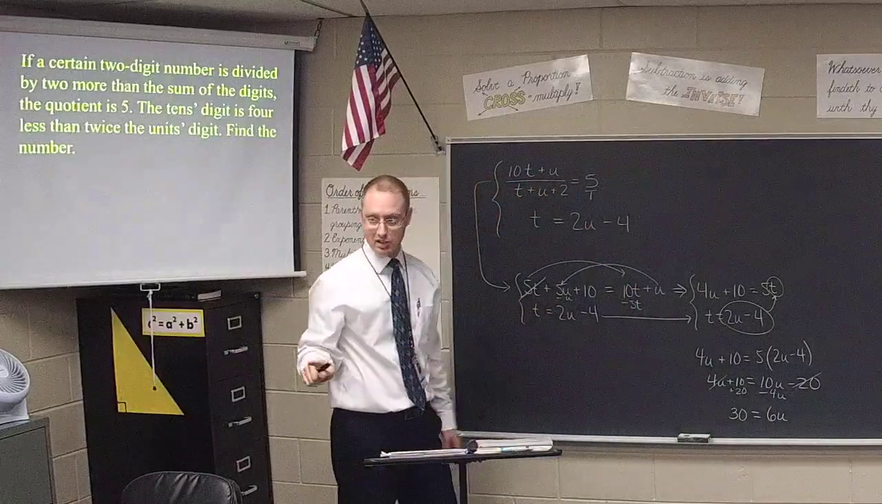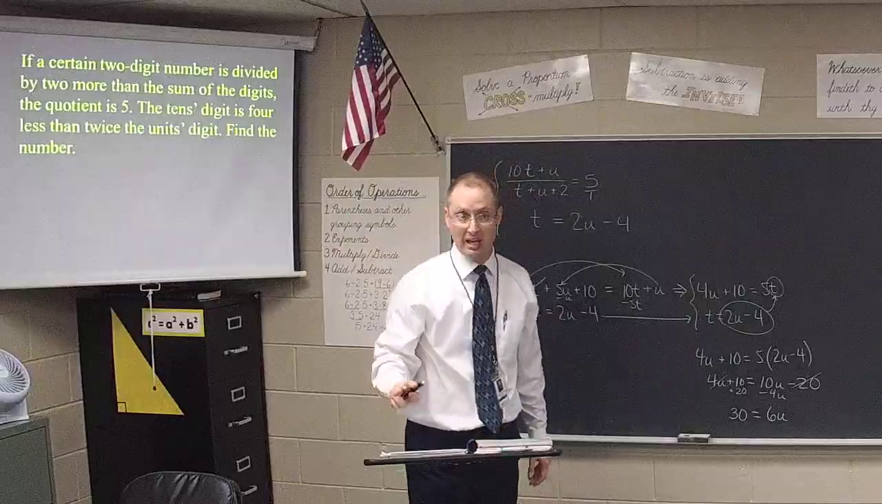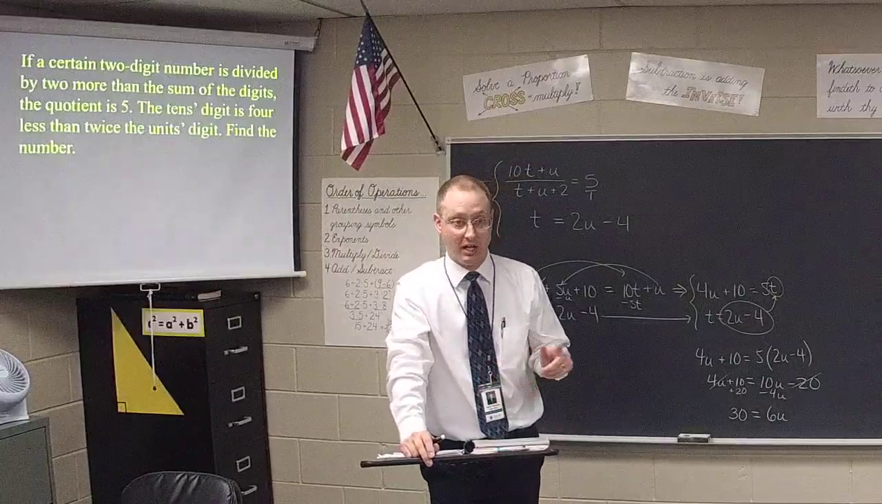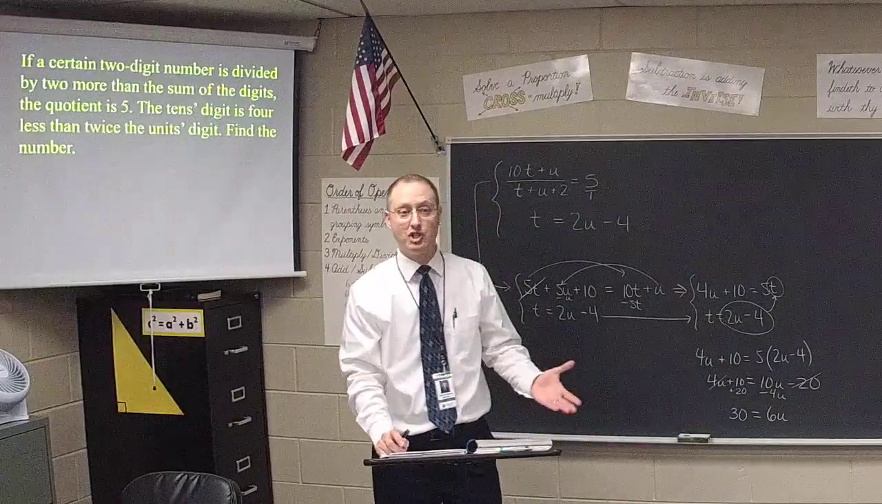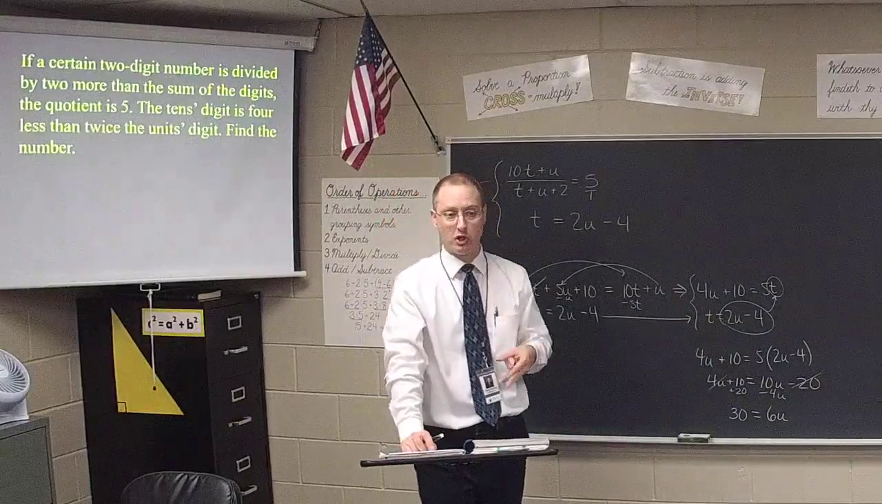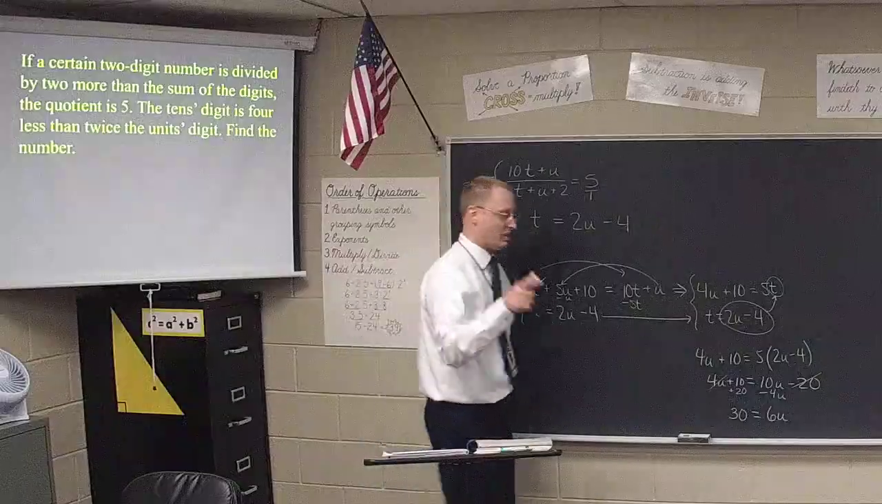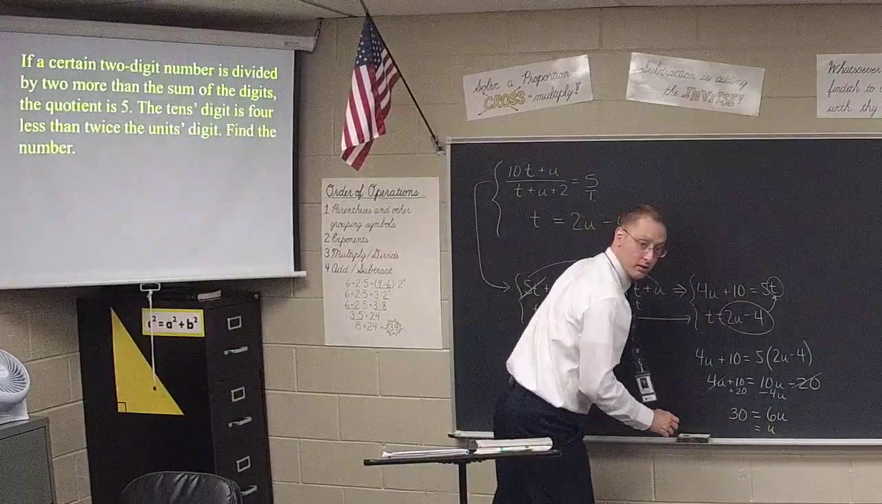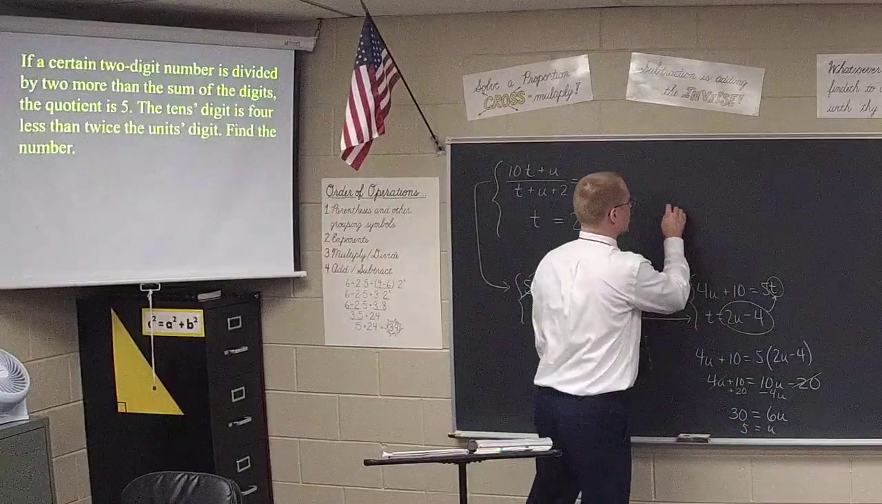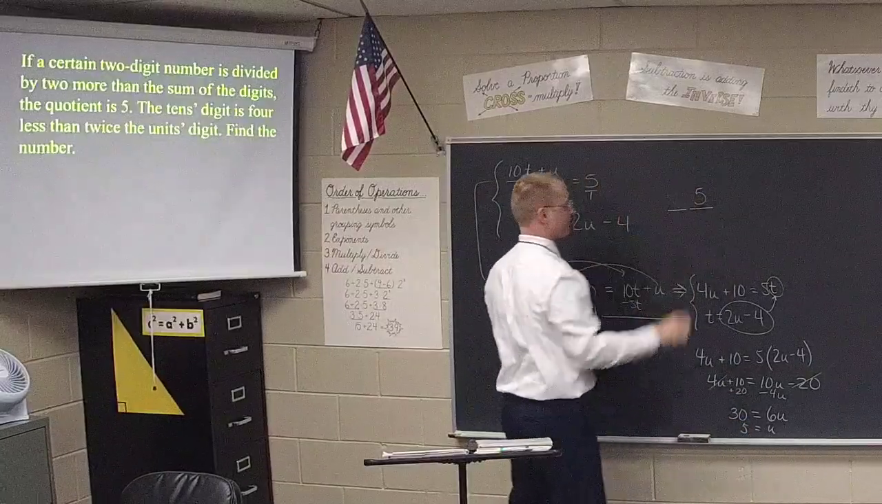You cannot get a decimal. You cannot get a fraction. In fact, you cannot get anything bigger than a 9, and you can't get anything negative, because you're finding a digit, right? It has to be either 0, 1, 2, 3, 4, 5, 6, 7, 8, or 9. And in this case, Noah, we get u is equal to 5. So I know the unit digit of my number is a 5.